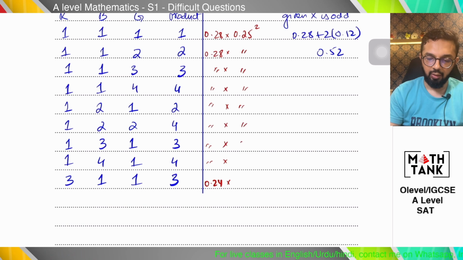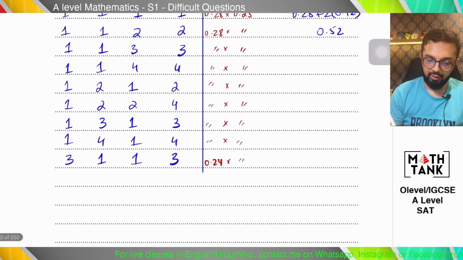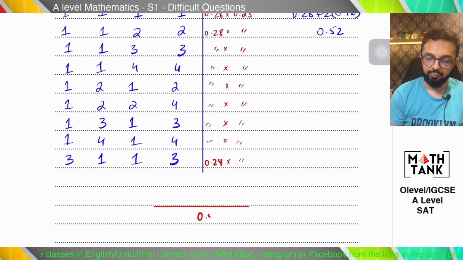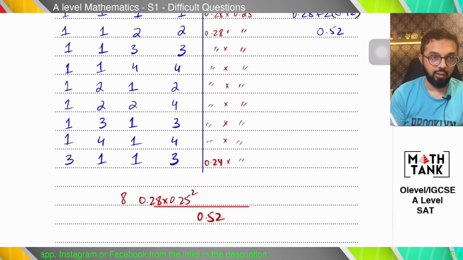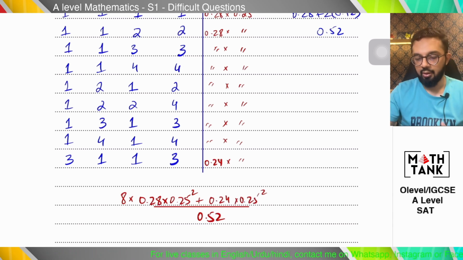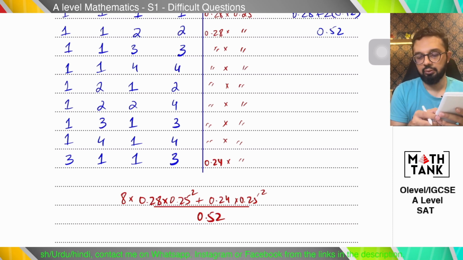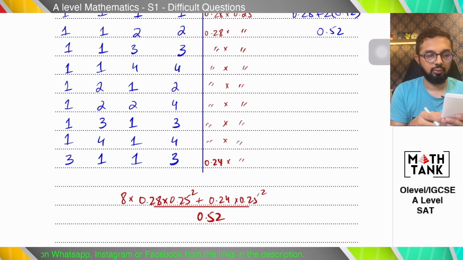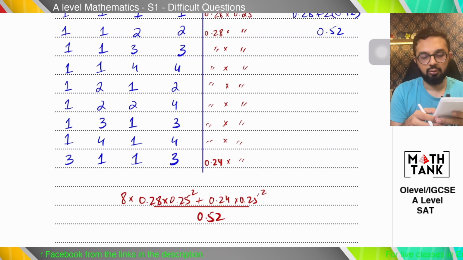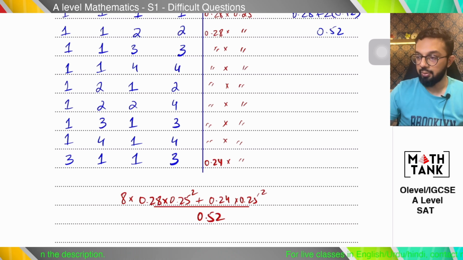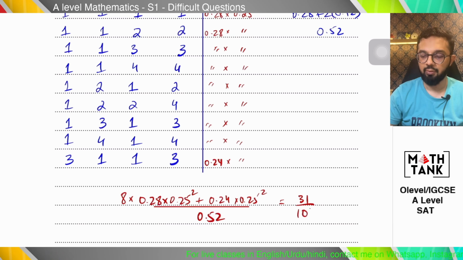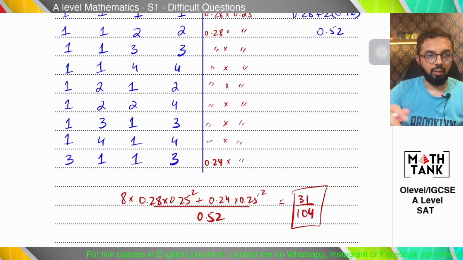That's the idea of getting the numerator for this. So the denominator is 0.52. I have 0.28 times 0.25 squared eight times, plus once I have 0.24 times 0.25 squared. Let's see if we get the correct answer. 31 over 104. Okay.